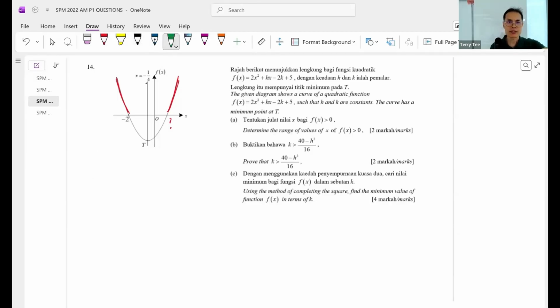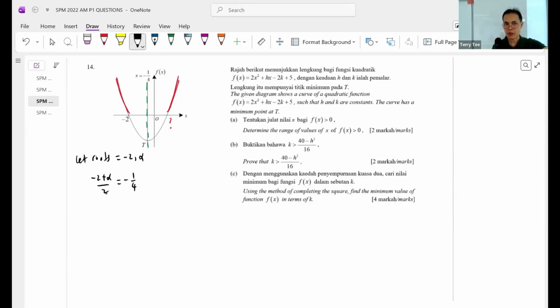If you know your roots, you can find this. What do you call this, anyone? Axis of symmetry. So we can let the roots be what? The roots will be minus 2 and call it alpha. We know your axis of symmetry is given. So minus 2 plus alpha divided by 2 is negative 1 over 4.